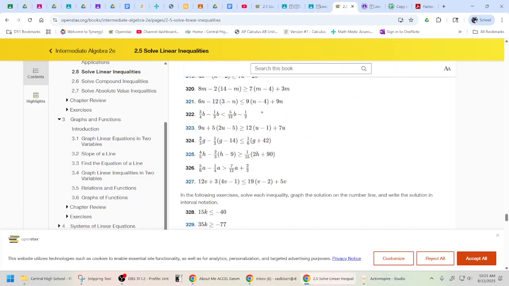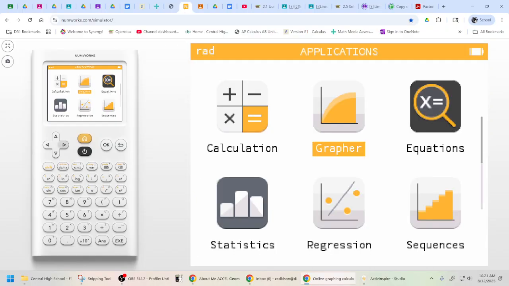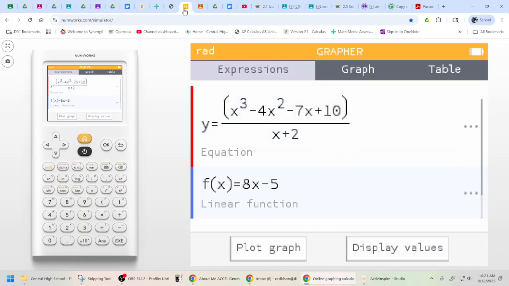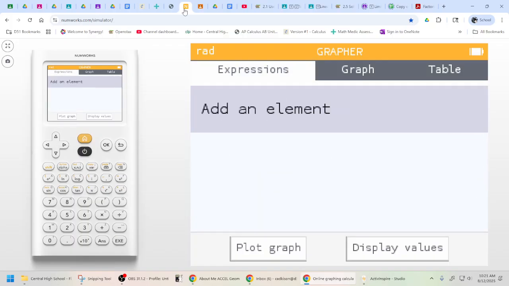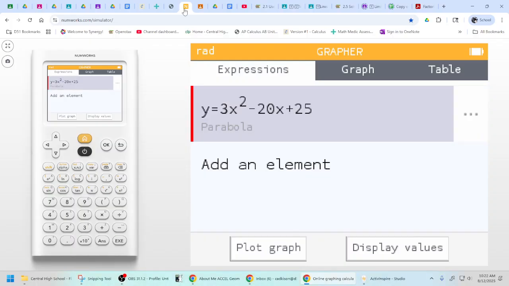Let me show you what we just did. Can someone, on the one that was the warm-up, tell me what the equation was? It was 3x squared something something, minus 20x plus 25. Okay.